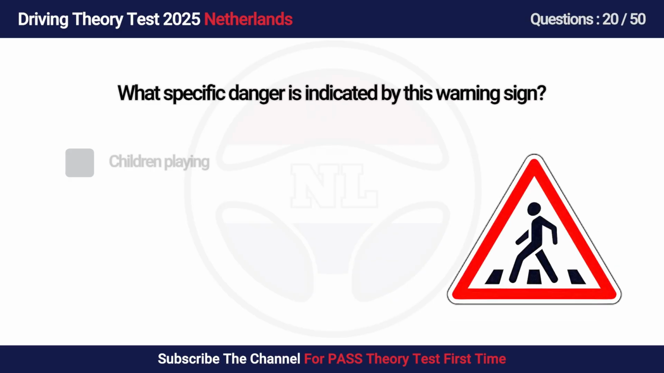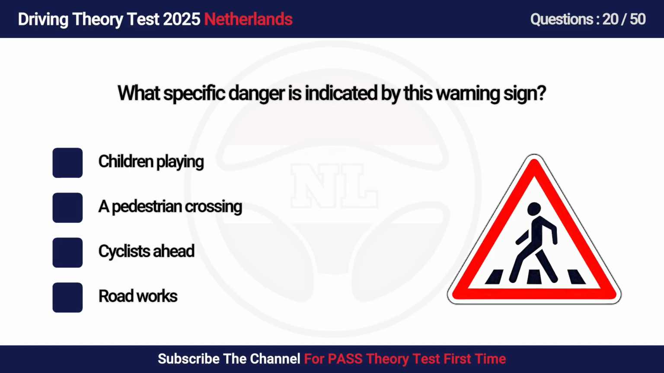Question 20. What specific danger is indicated by this warning sign? A. Children playing. B. A pedestrian crossing. C. Cyclists ahead. D. Roadworks.